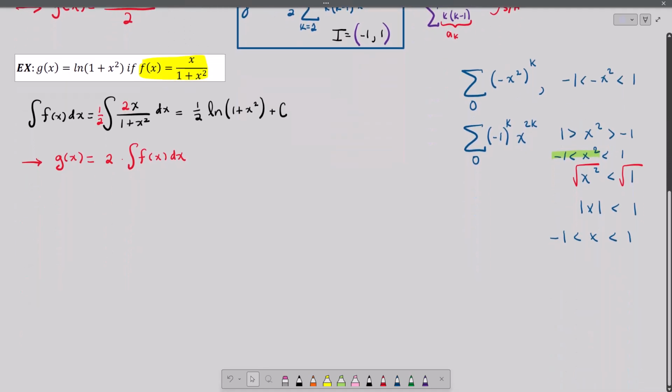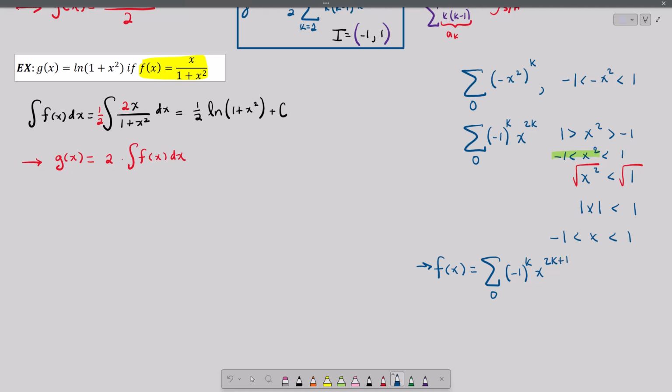So now we're going to multiply by x, and that's going to give us f. So this is going to tell us that f of x is equal to x multiplied by this power series. We've seen that we can just pull it inside. So we're going to have negative 1 to the k, x to the 2k plus 1 when we multiply by x. And we've also seen that when we multiply by x, we don't change the interval of convergence.